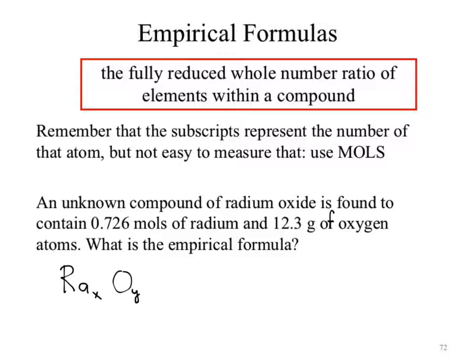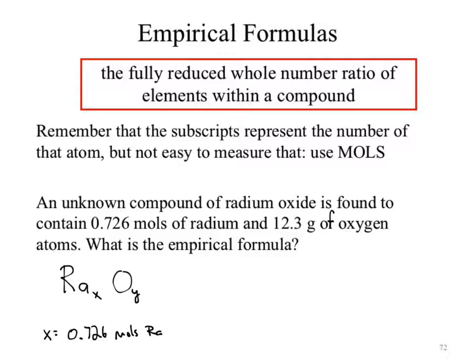The units on X and Y need to be moles. Right? For radium, what am I told? I'm told that X is 0.726 moles for radium. Awesome. I'm directly given a number that I could put into my formula. How about for oxygen?